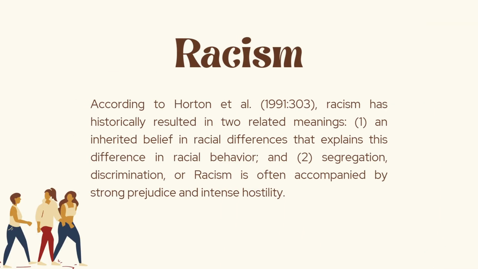Racism. According to Horton, racism has historically resulted in two related meanings. First, an inherited belief in racial differences that explain these differences in racial behavior, and second, segregation and discrimination. Racism is often accompanied by strong prejudice and intense hostility.